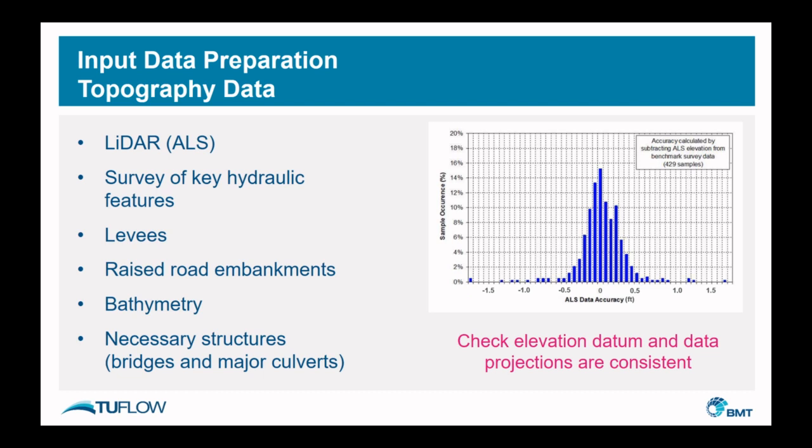Further to that, wherever possible, I also compare against secondary data sets to verify the accuracy. And the histogram on the right demonstrates this. This is an example of where I've compared LiDAR data that became the base topography for my model against 429 surveyed benchmark points in a catchment. Those sort of cross-checks are very important to make sure the data you're putting into a model is correct or is accurate.